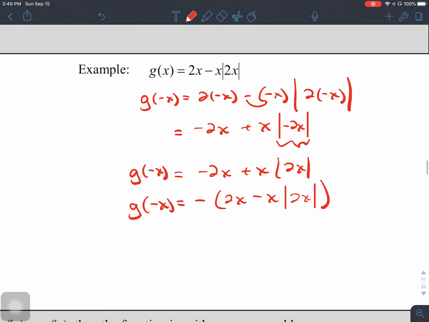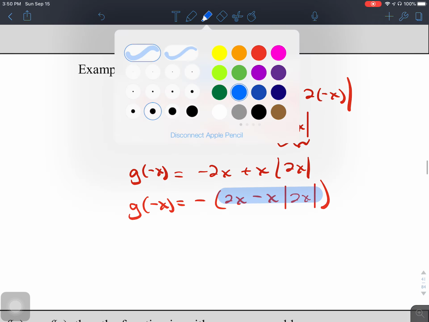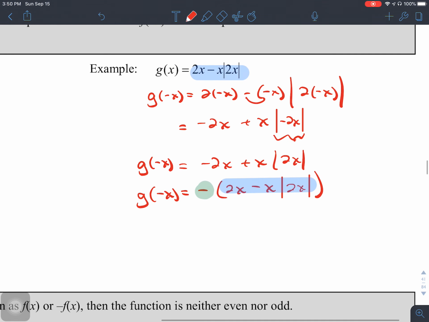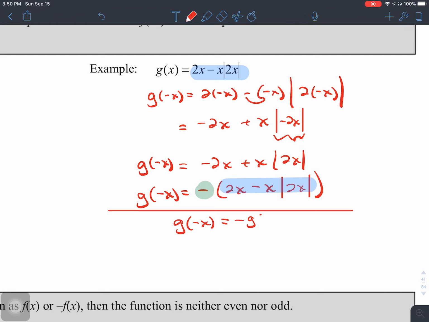We could. Is this identical to the original? And then in turn, are we multiplying that by a negative? Yes and yes. So we can conclude from this that g of negative x is the same as negative g of x. And our global, therefore, is g of x is odd.